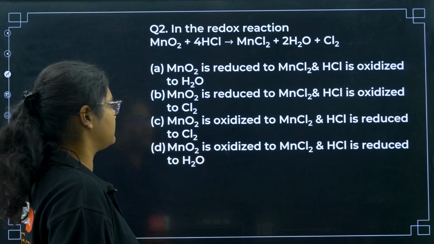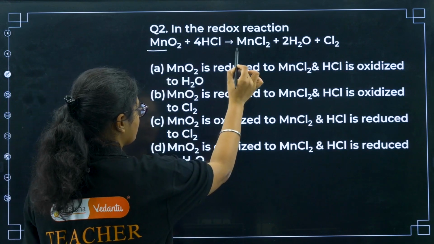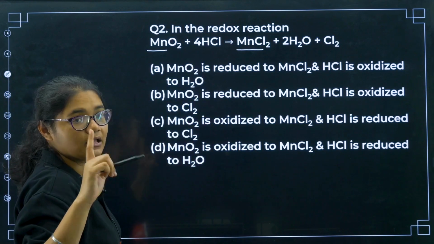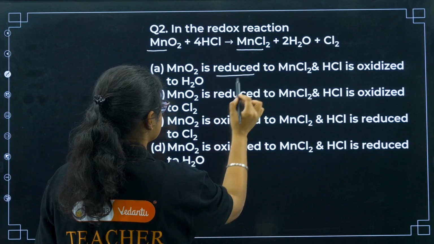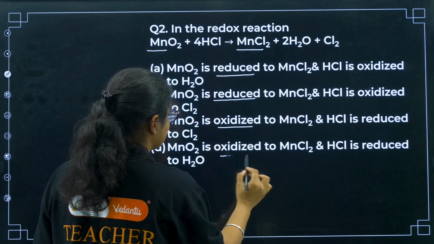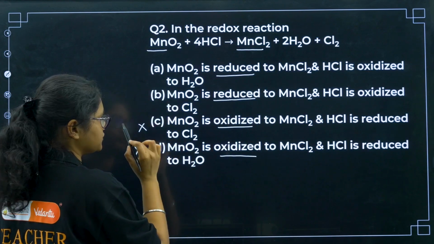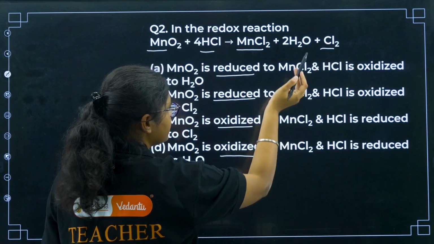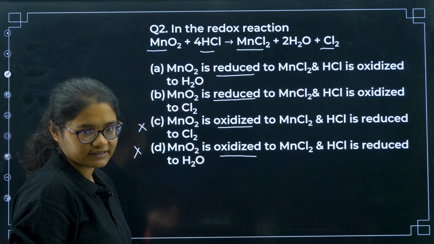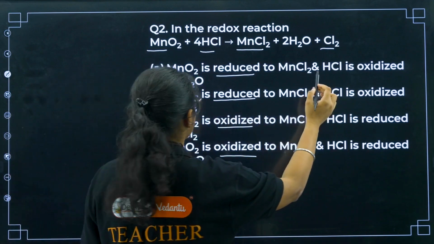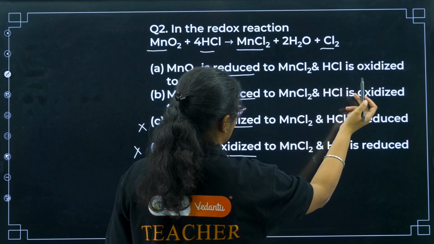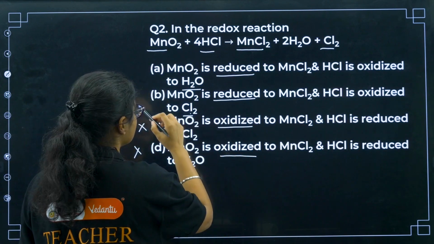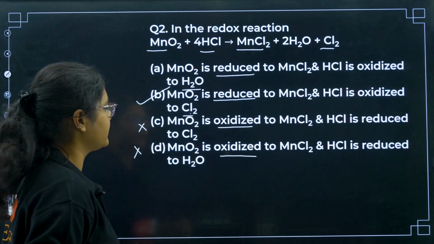Many times these questions have been asked. If you see MnO2 to MnCl2, you are removing oxygen, right? So MnO2 is undergoing reduction, so MnO2 is reduced, this is oxidized, eliminate these 2 options. Now if you see HCl to Cl2, hydrogen is removed, which means oxidation. So HCl is oxidized to Cl2. So option number B is the correct answer here.